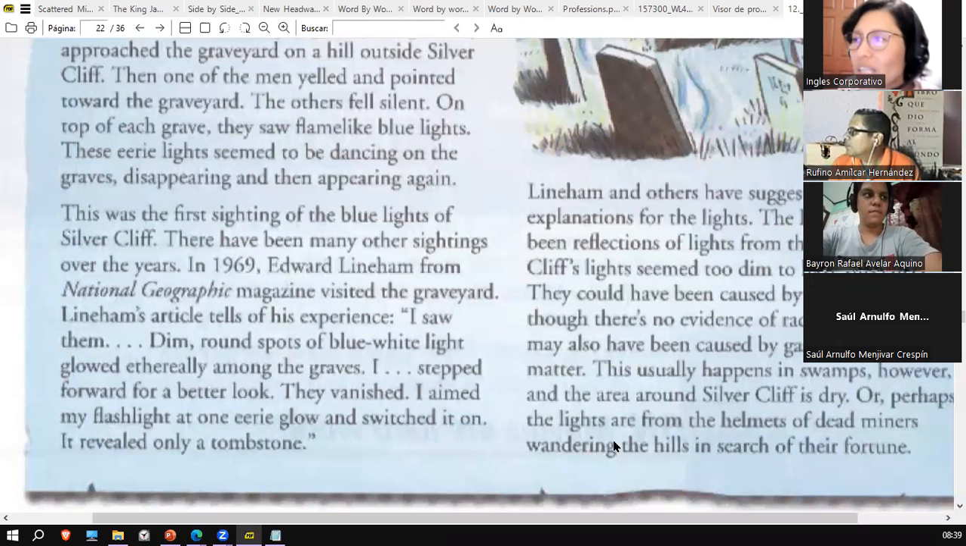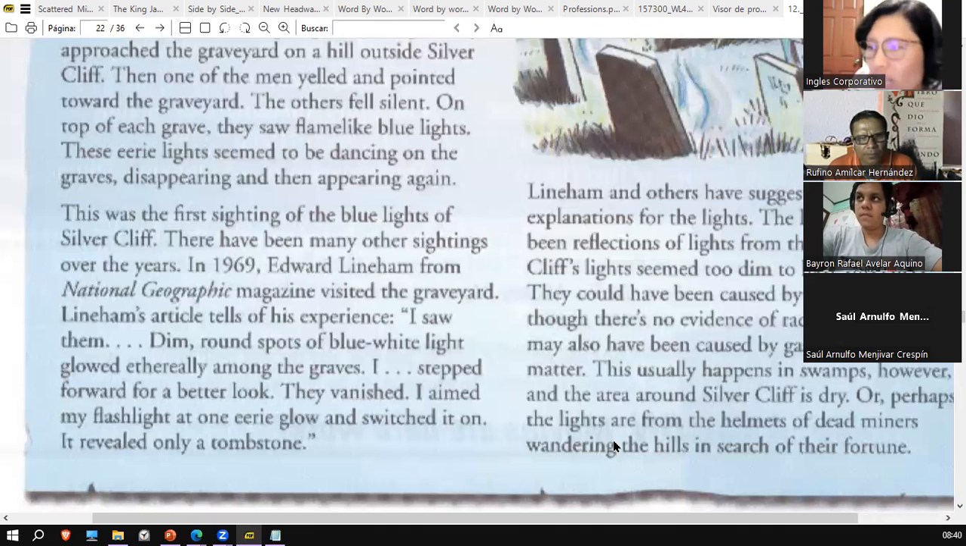This was the first sighting of the blue lights of Silver Cliff. There had been many other sightings over the years. In 1969, Edward Limeham for National Geographic magazine visited the graveyard. Limeham's article tells of his experience. I saw them, dim, round spots of blue-white light glowed ethereally among the graves. I stepped forward for a better look. They vanished. I aimed my flashlight at one eerie glow and switched it on. It revealed only a tombstone.